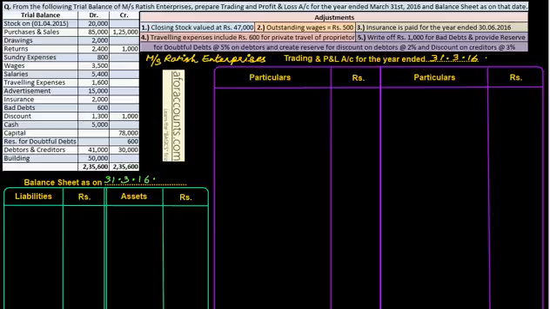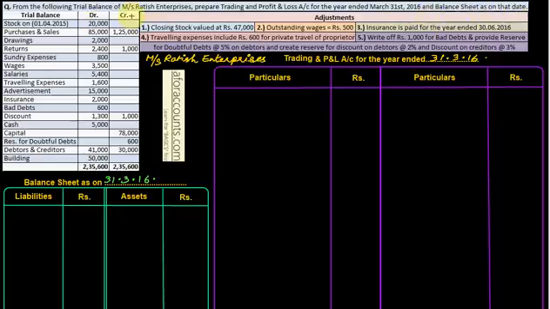Next question on final accounts. From the following trial balance of MS Ratish Enterprises, prepare trading and profit and loss account for the year ended 31st March 2016 and balance sheet as on that date.